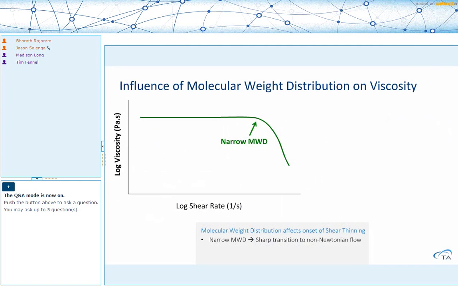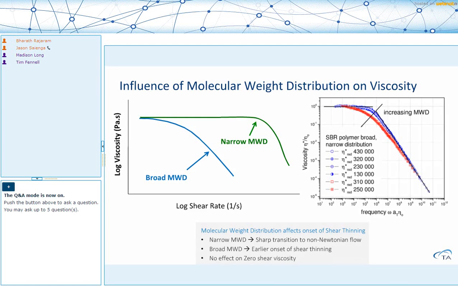In addition to the molecular weight, the distribution of molecular weight also has an influence on the viscosity. We'll start by looking at a schematic where we show the viscosity as a function of shear rate for a narrow molecular weight distribution. And these types of materials tend to have a relatively sharp transition to the non-Newtonian flow shear thinning behavior. When the distribution changes, it affects the point at which the onset of shear thinning takes place. So if you have a broader molecular weight distribution, there is an earlier onset of shear thinning, but without a dramatic effect on the zero shear viscosity.